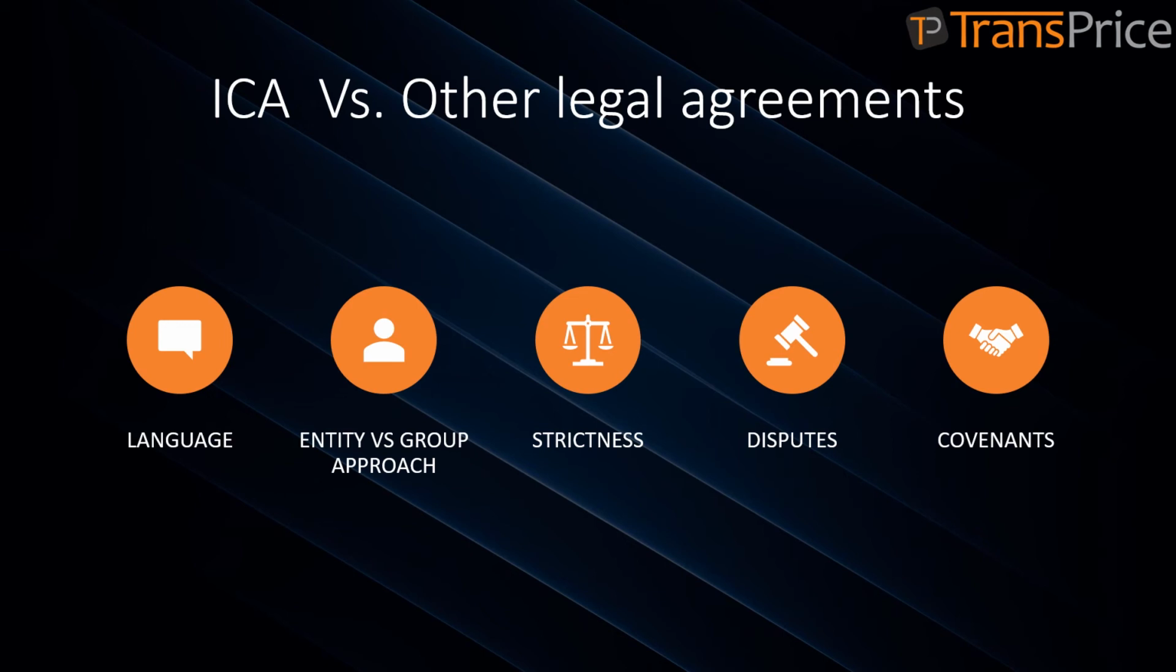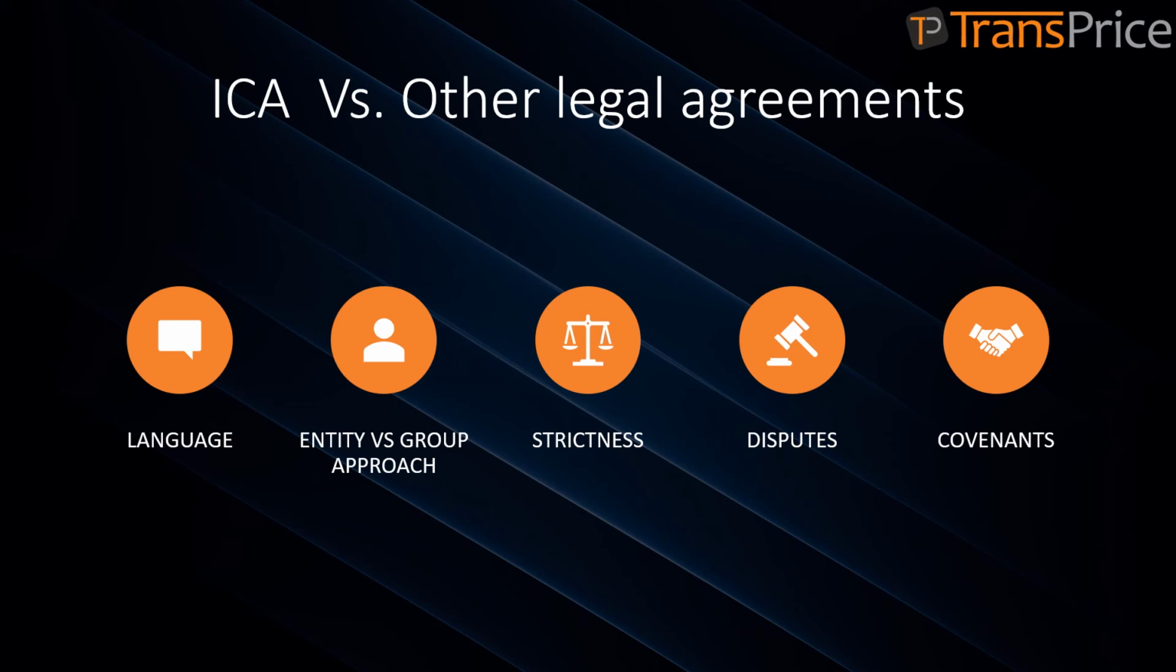Thirdly, strictness. ICAs are kept open and flexible in certain matters, while in a third party legal contract, every line shall be strictly followed. For example, the remuneration model in an ICA could be left open to the transfer pricing study undertaken on a yearly basis. However, the same is not possible in a legal agreement.